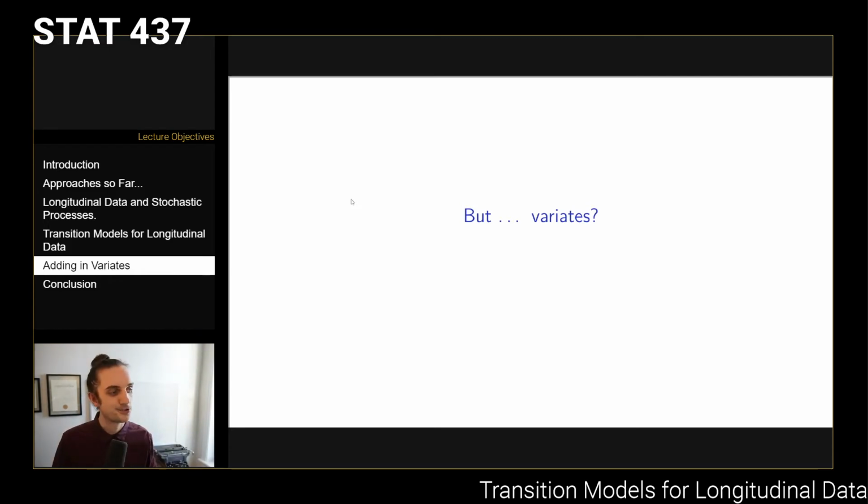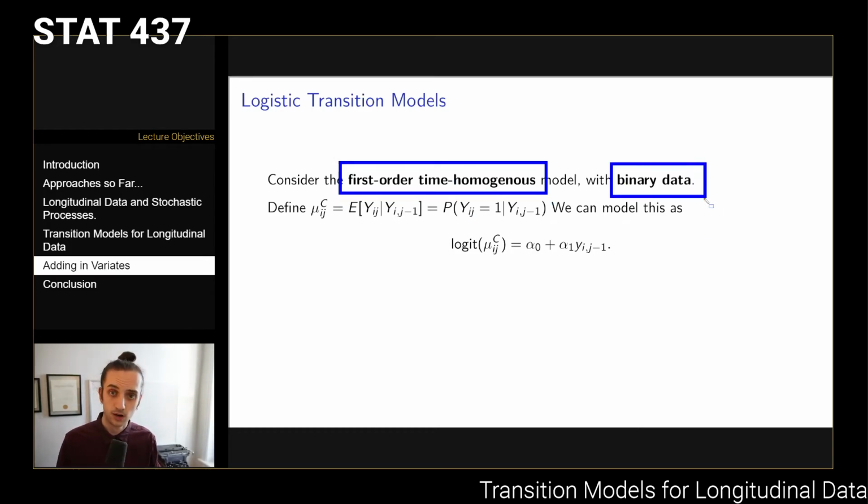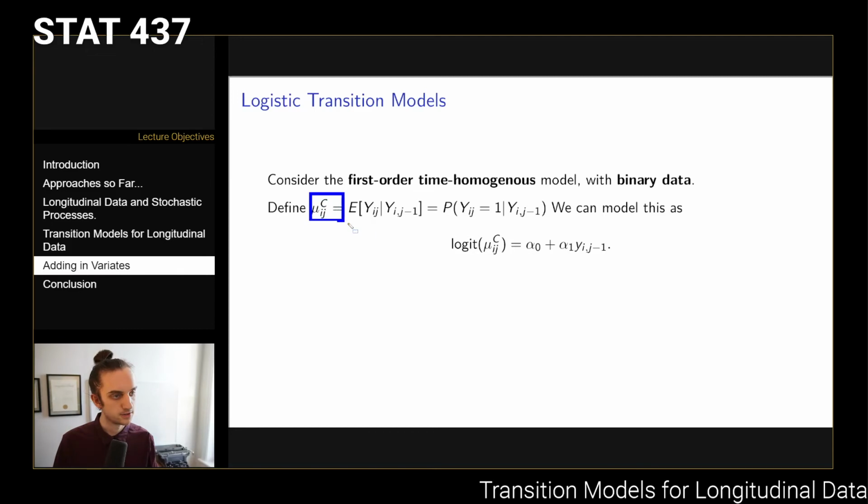Fortunately for us, there's a natural way. We can think about defining a logistic regression transition model. So if we assume a first order time homogeneous model, and instead of working with arbitrary categorical data, we work with binary data, so Yij is going to be either 0 or 1, now we can define the conditional mean, mu ij^c, to be the expected value of Yij given its previous time, which is, of course, the probability that it equals 1 given the previous time, okay? And so this is essentially the transition probability.